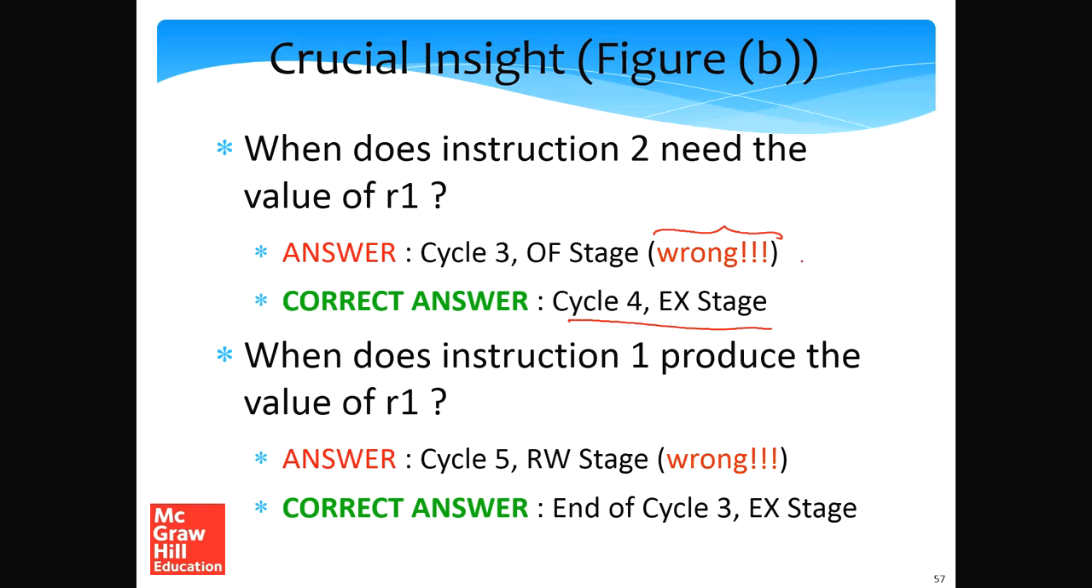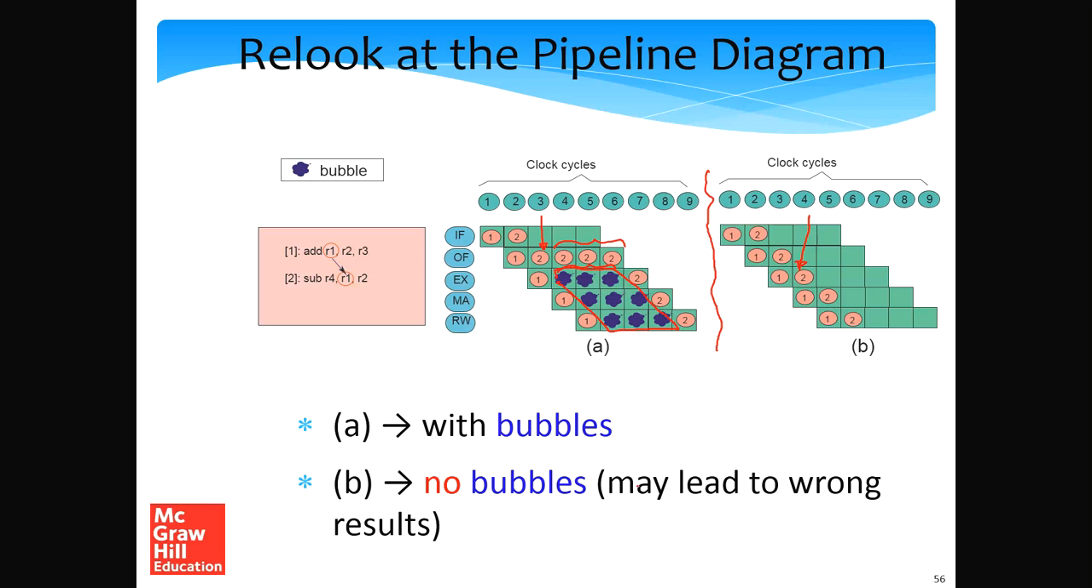So when does instruction 1 produce the value of R1? Up till now, we have been maintaining that instruction 1 produces the value of R1 in cycle 5, which is its RW stage. So cycle 5 is when we produce the value of R1 and write it to the register file. But that also is not correct. The correct answer is at the end of cycle 3, when it finishes its execution, that's when at least the value of R1 is there, even though the register R1 has not been written to yet. So maybe we can use this particular pattern and do something.